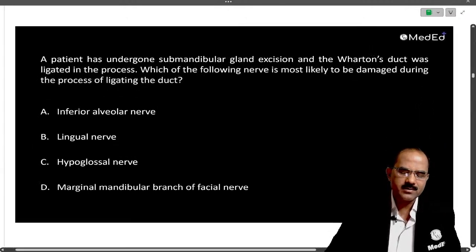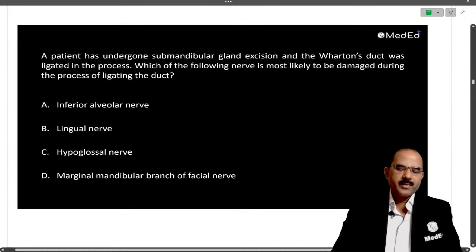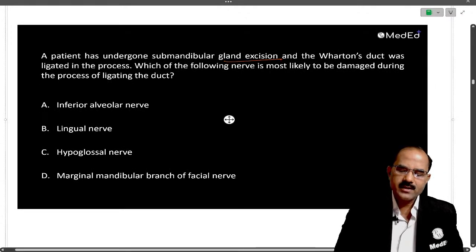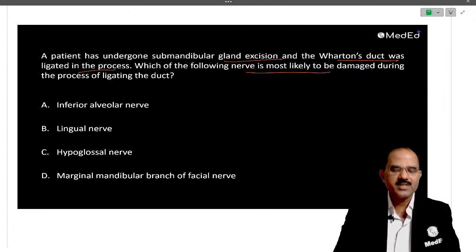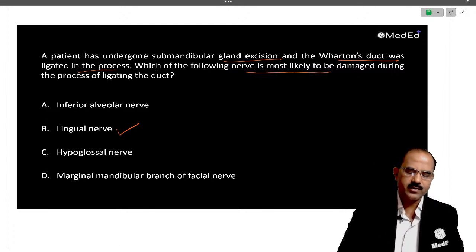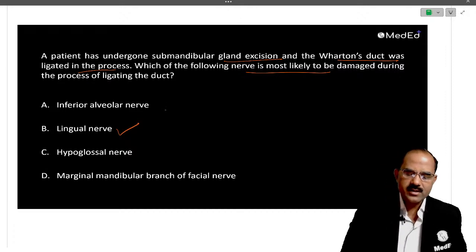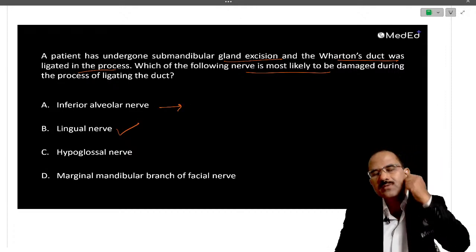So we come back to this MCQ. Answer this. The patient has undergone submandibular gland excision and the Wharton's duct was ligated. Which of the following nerves is most likely to be damaged? The answer is lingual nerve. Now, the inferior alveolar nerve enters the mandibular foramen.